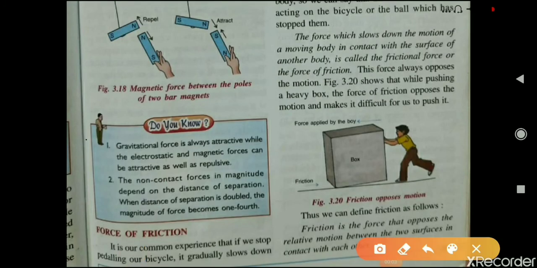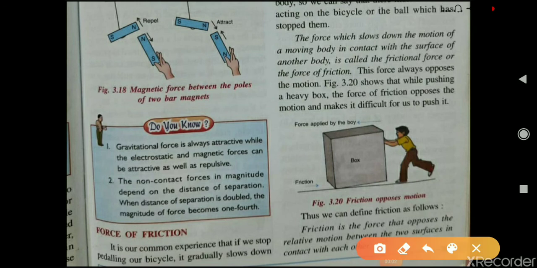Do you know? Gravitational force is always attractive, while the electrostatic and magnetic forces can be attractive as well as repulsive. Means gravitational force, Earth always attracts the objects towards itself. It never repels. But electrostatic and magnetic forces can be attractive as well as repulsive. Like charges repel each other and unlike charges attract each other. In case of magnetic force also, two like poles repel each other and unlike poles attract each other.